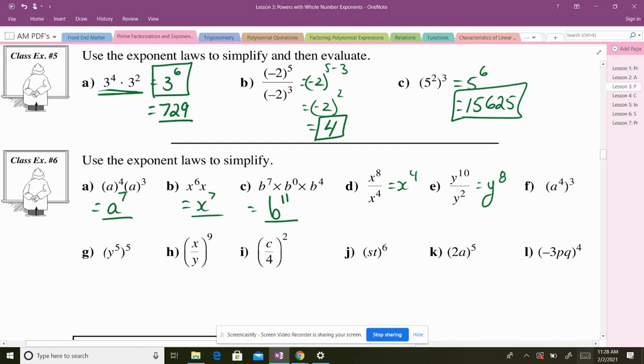a to the power 4, all raised to the power of 3. What do I do with the exponents? a to the 12, because we're multiplying them. It's the last power rule over there. y to the 5, all to the 5th. y to the 25, because you're multiplying them. x over y, all to the power of 9. The 9 goes to?